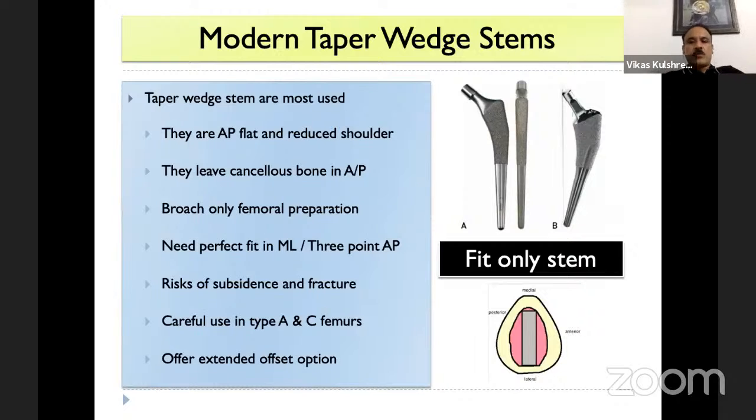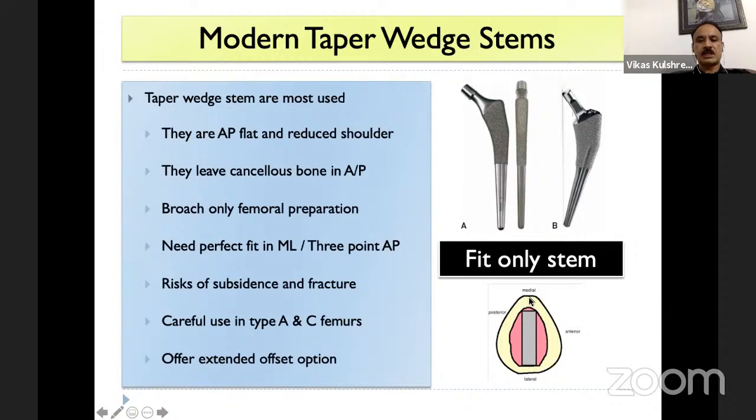So these stems are still to enter the market. Coming on to the popularly used wedge stem, the preparation of these stems, if you see this cut section, these stems need to hit the medial and lateral cortex. So they are broach only design. They have to fit here in the medial-lateral plane. And if you see a lateral view of these stems, they have a 3-point fixation. Proximally they are hitting the posterior cortex, then the anterior, and then the posterior. So they get a 3-point contact, and mediolaterally they have to sit cortex to cortex.